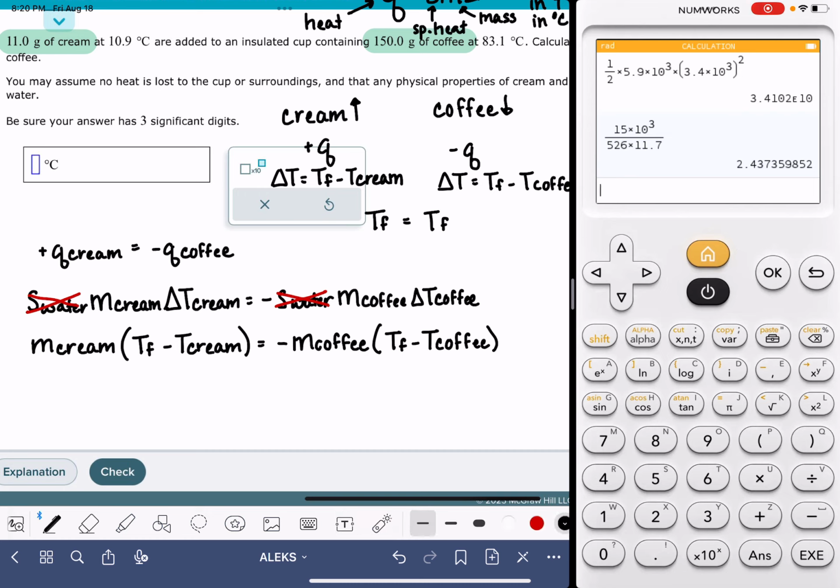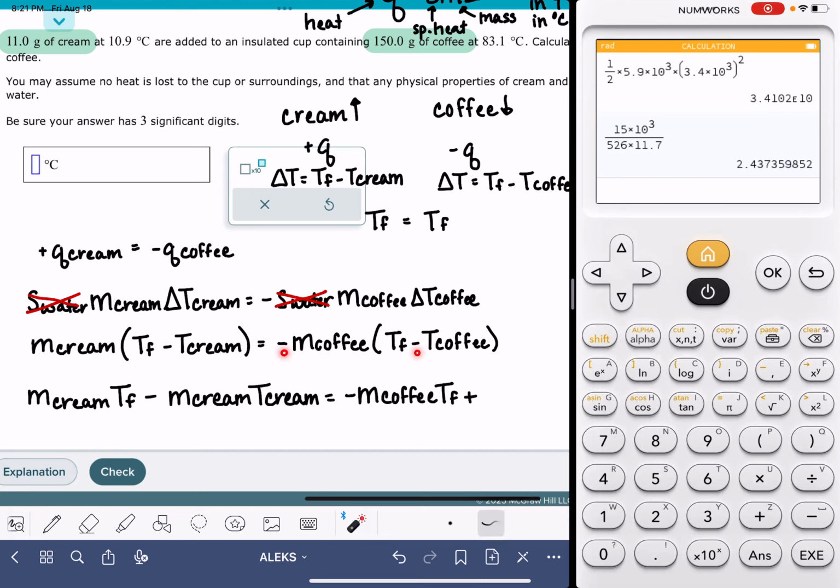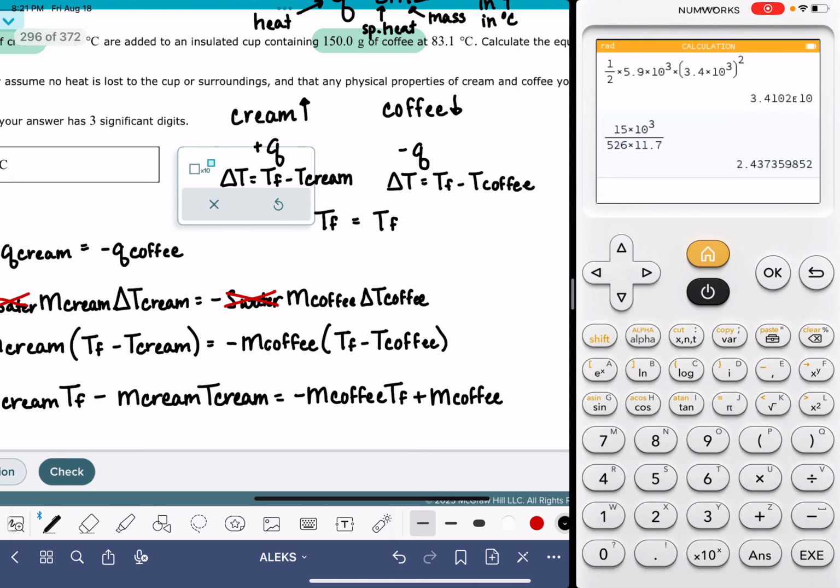That's the variable that we're trying to figure out, and it's on both the left and the right. So I have the mass of the cream times that final temperature variable that we're trying to figure out, minus the mass of the cream times the starting temperature of the cream. And that is equal to, don't forget that initial negative sign, negative mass of the coffee times that final temperature plus, because I've got a negative times a negative, the mass of the coffee times the temperature of the coffee.